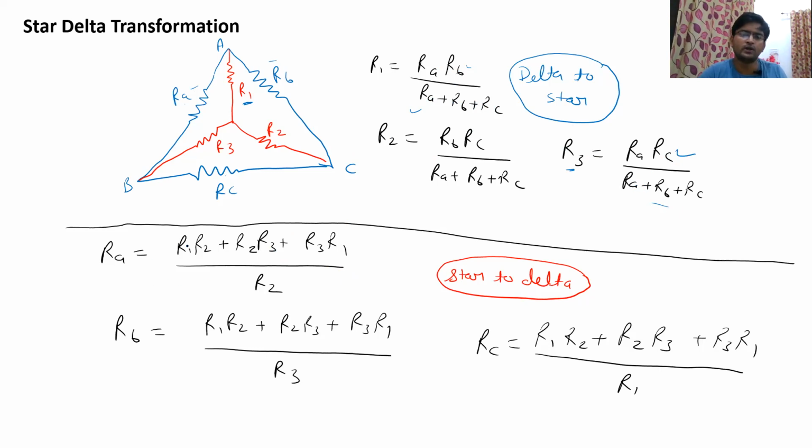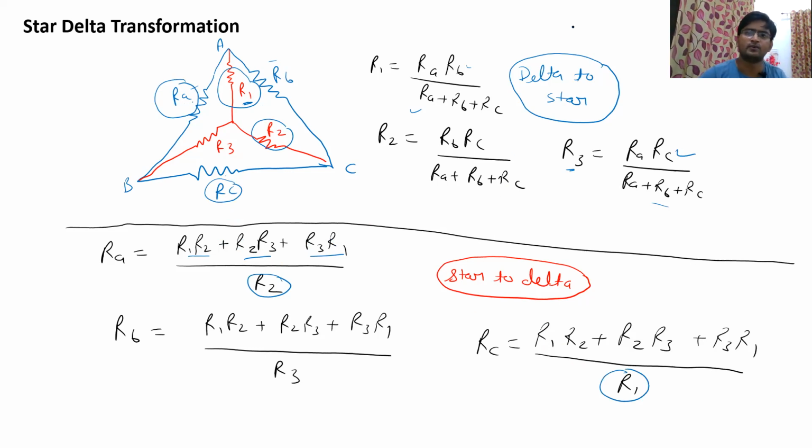Similarly, for the star to delta conversion, you can learn it very easily. In the numerator, you are going to add all the multiplication combinations of the star resistances like R1 R2, R2 R3 and R3 R1. And in the denominator, if you want to find the value of resistance RA, you will put just the opposite resistance of the star network, which is R2, in the denominator. So for example, if you want to find the value of RC, in the denominator the R1 resistance will go here, you see. So this is a simple method to learn star to delta and delta to star transformation.